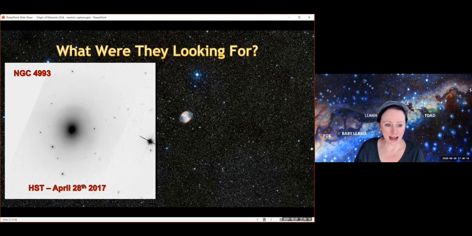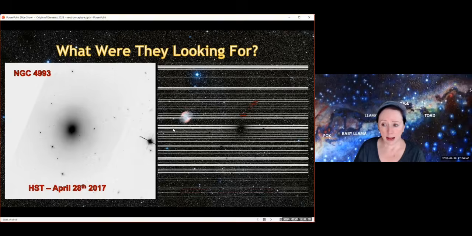They weren't going to see two neutron stars. At a distance of 130 million light years, those are far too small to resolve. What they were looking for was something much simpler, something new. Here we have an older image from the same year, 2017, of this galaxy, NGC 4993.